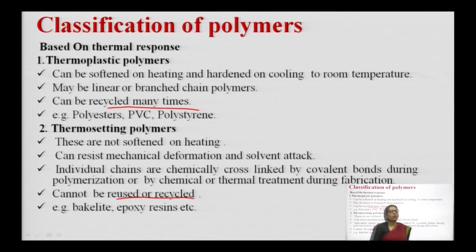This happens because their individual chains are chemically cross-linked by covalent bonds during the polymerization process, or they have been given some kind of chemical or thermal treatment during their fabrication. These types of polymers can resist mechanical deformation as well as solvent attack. So, they are resistant to heat, mechanical deformation and solvent attack.